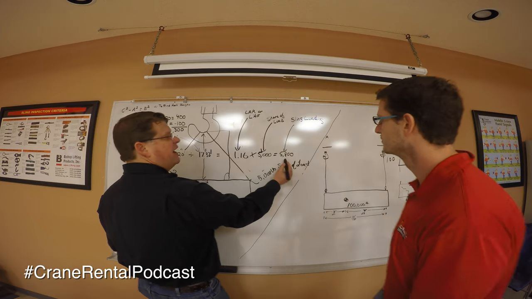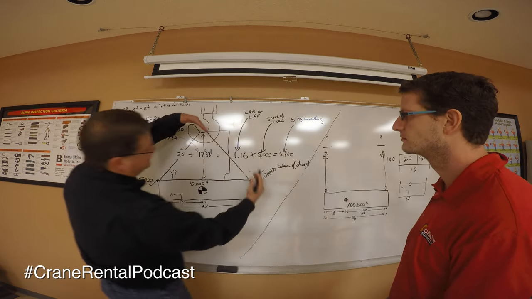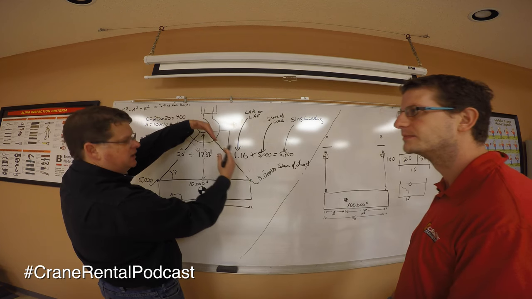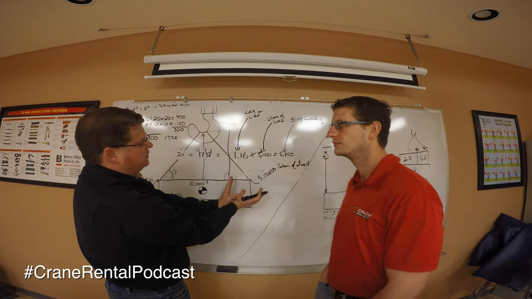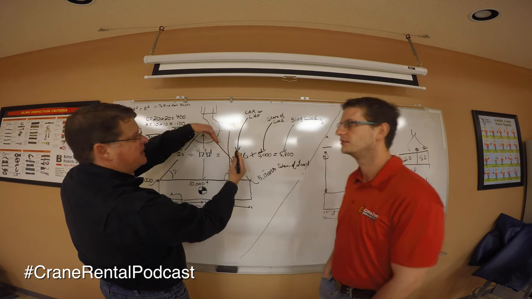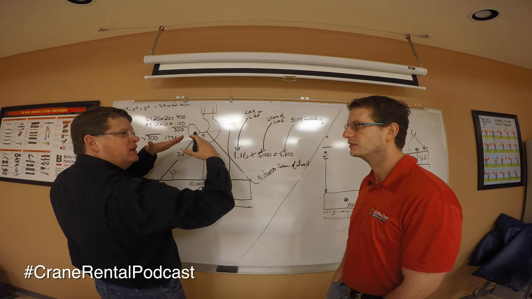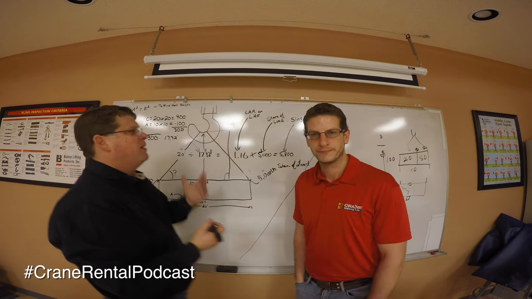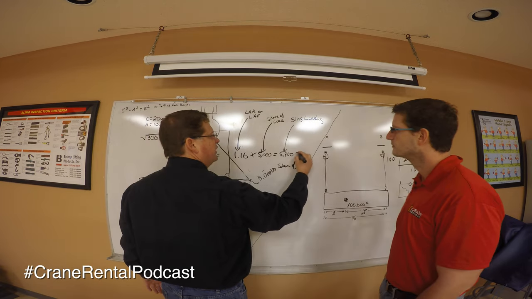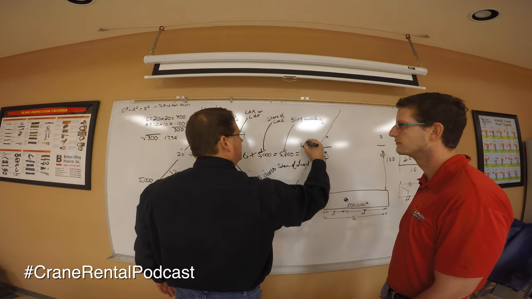So this 5,800 pounds is the sling tension. That's how much tension is in that sling. It's only picking 5,000 pounds, but the tension in the sling is higher because we're angling it down. And that's where we come up. So from here, I always put equals what?